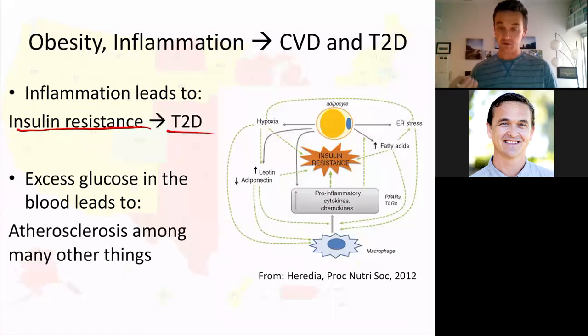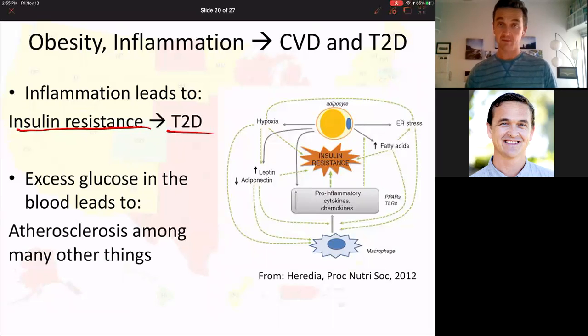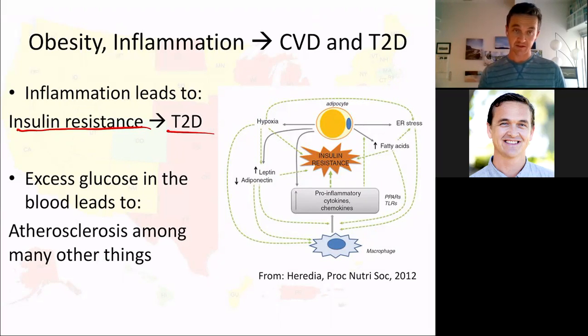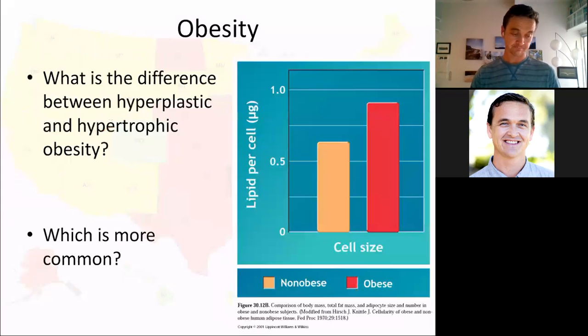And then excess glucose in the blood that happens with type 2 diabetes obviously leads to atherosclerosis. We talked about that some, but that hardens blood vessels, leads to some of the damage on endothelial cells. And so we have this direct connection between cardiovascular disease and type 2 diabetes with obesity.